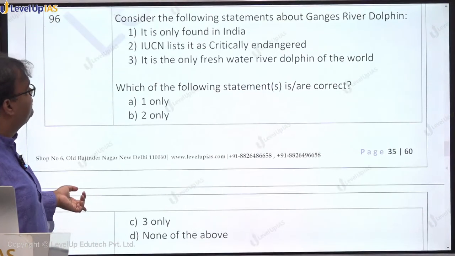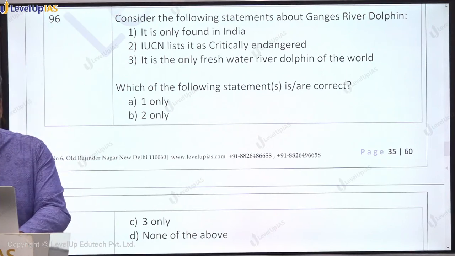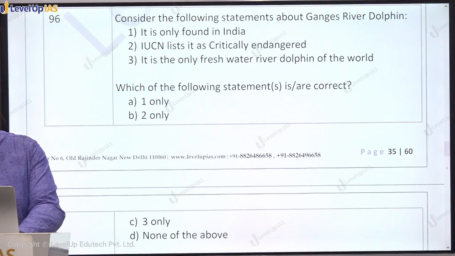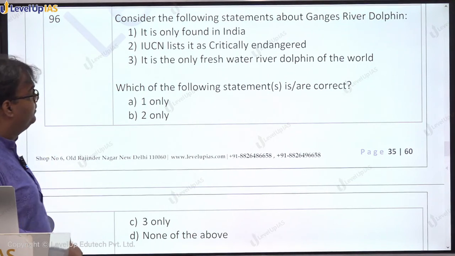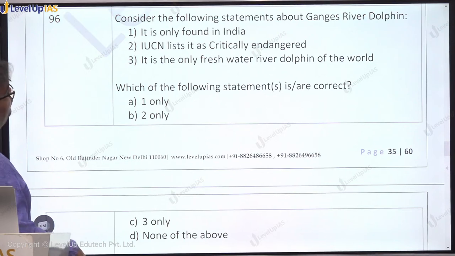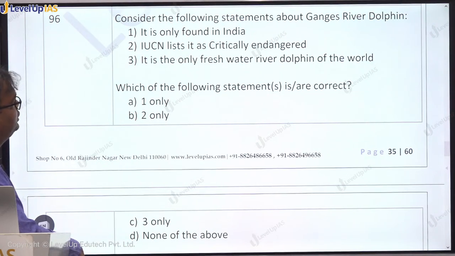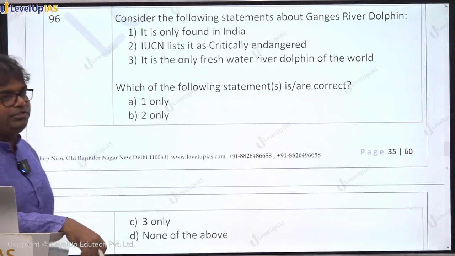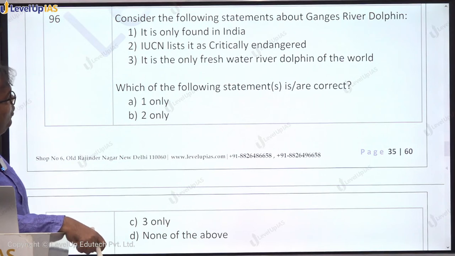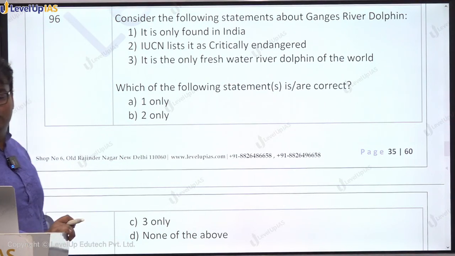Let's go to 96. Ganges River Dolphin. It's only found in India. It will be found in Bangladesh and other places too. One is wrong. IUCN listed as critically endangered? No. Endangered. Ganges River dolphins are endangered. If critically endangered, we would have remembered it. It's the only freshwater river dolphin of the world? No. We have seen the Amazon dolphin too. We had listed the various dolphins and there were many other freshwater dolphins. So all are wrong. None of the above. D is the answer.